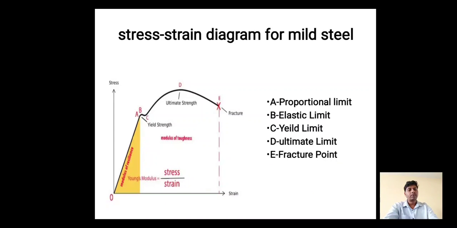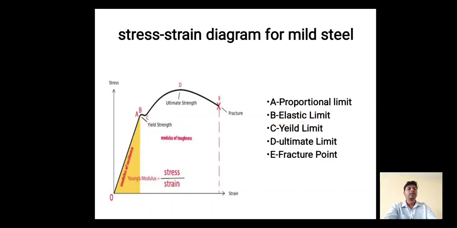Why it is called the proportional limit is, up to this point, when you are increasing the stress, strain also increases. It is linear. When you are increasing the stress, strain also goes on increasing. So that is called proportion. Up to this, the stress is directly proportional to strain, so it will be a straight line. That is called the proportional limit.